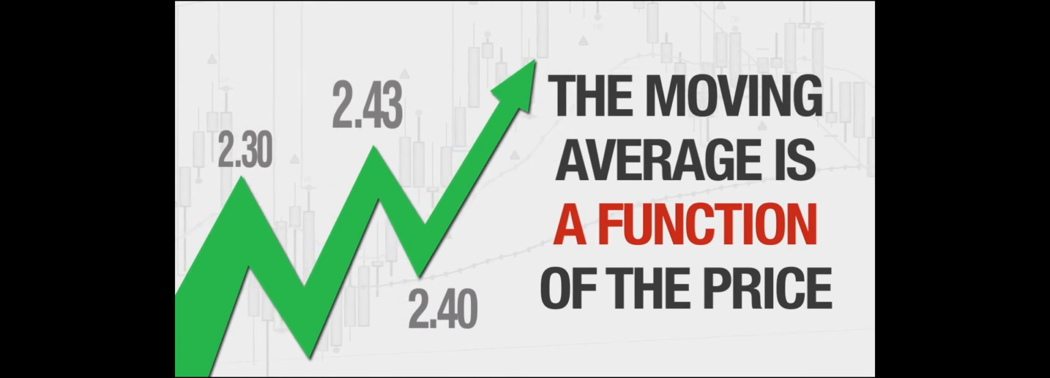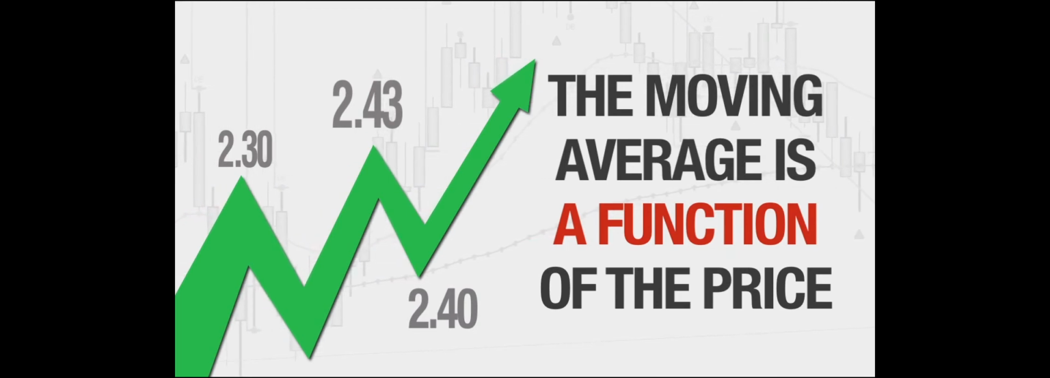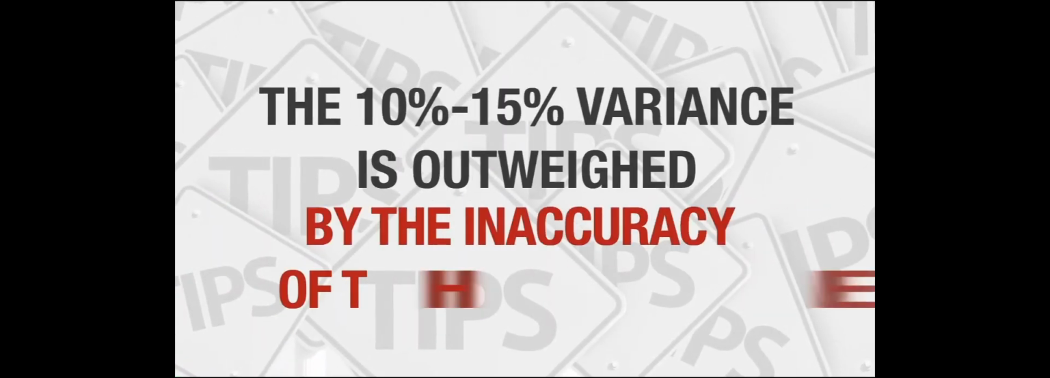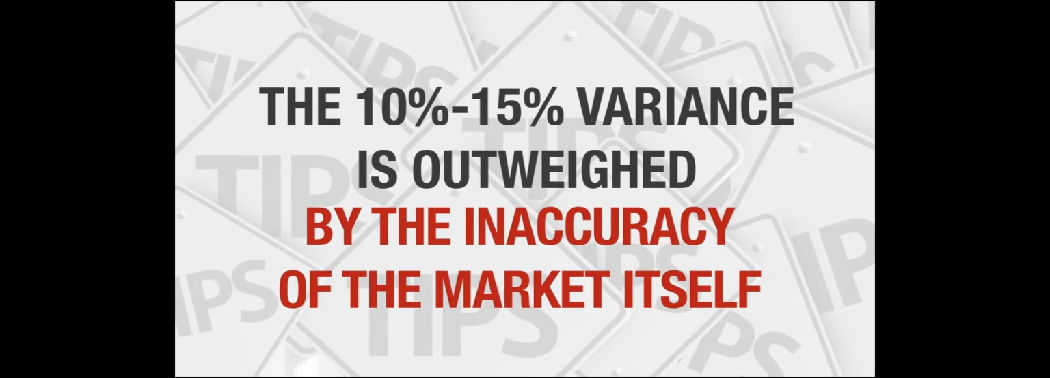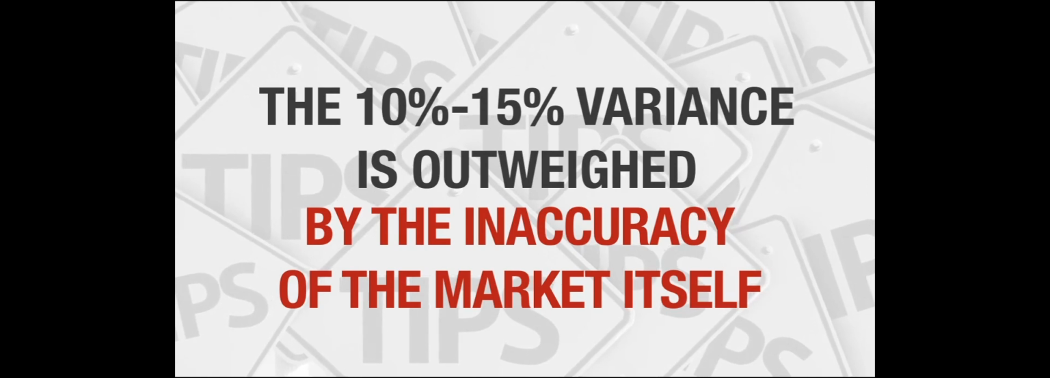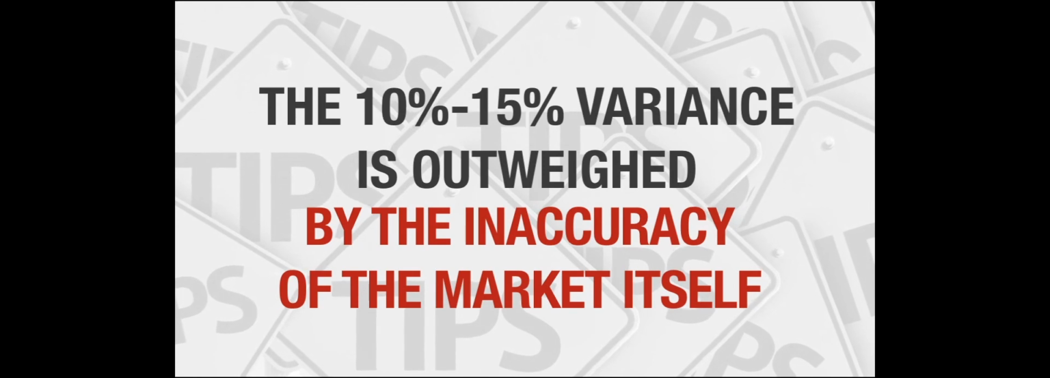That will get you 85 or 90% of the way in understanding which way the trend is, even though it's not 100% accurate. Well, that little 10 or 15% variance in accuracy is outweighed by the inaccuracy of the market itself. So you're really very, very close to being accurate when you look at just the long-term moving trend as a beginner.